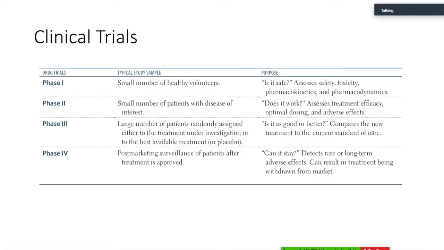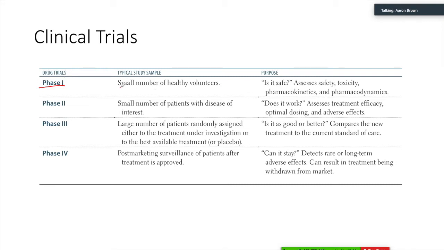Great. So in terms of our clinical trials, drug trials go through four phases. This is a chart that is taken from our First Aid for Step 1 book. And so we're just going to go through these phases quickly and talk about what each entails. Our phase one, obviously it's the first phase. This is the first thing you do in your research study to prove that a drug is safe.